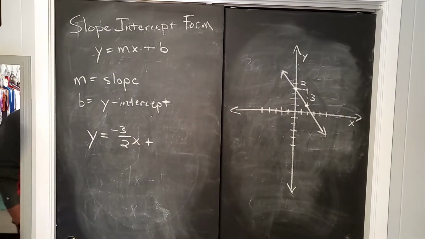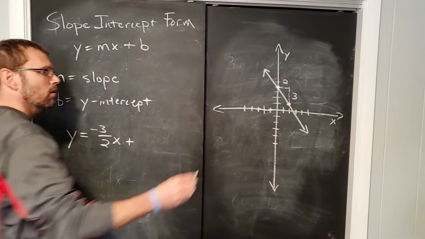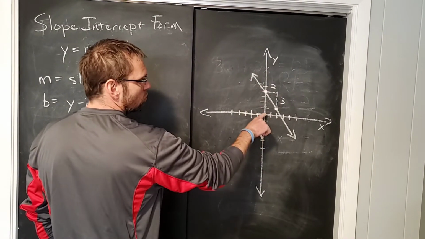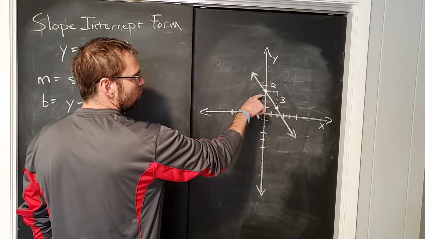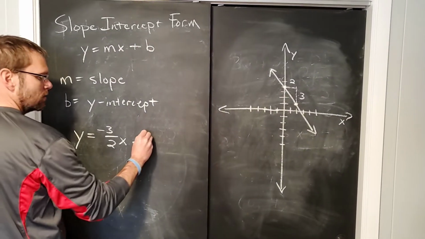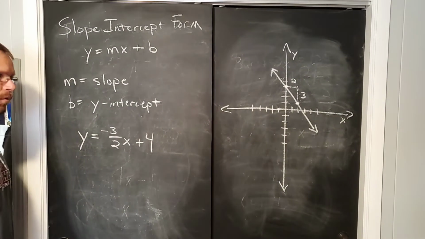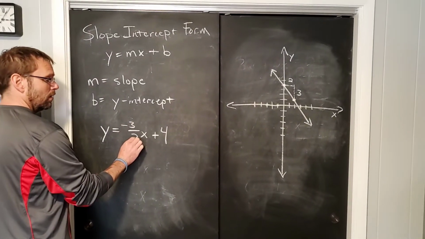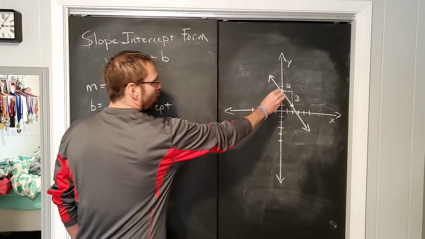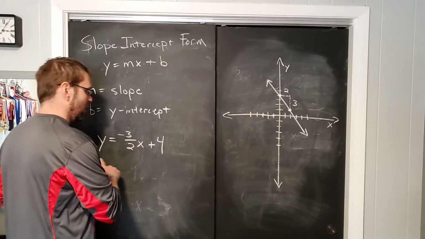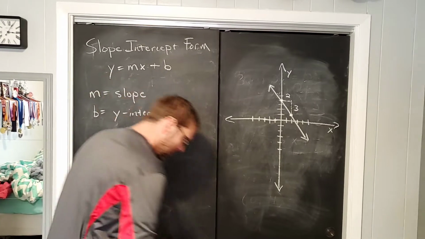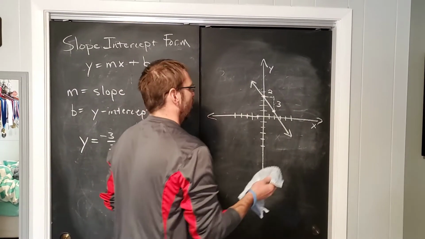Plus, now all that I need to do is put the number where this thing crosses my y-axis. So right here, 1, 2, 3, 4, this crosses the y-axis at 4. And that's all there is to it. You count your slope and then put whatever your y-axis is at that point. That would be my equation right there. Okay, now let me erase this and let's just try one more.